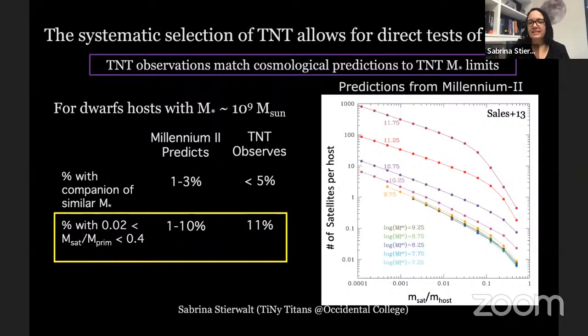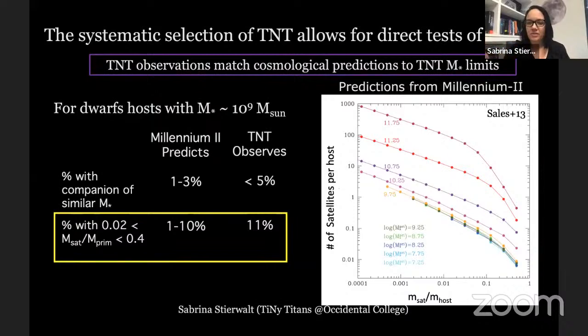How many satellites does it have that are within 2% and 40% of its mass? At 2%, you're starting to hit the lower limit of where Sloan can tell you what's there. At 40%, it can still classify that pretty well. So I'm willing to put my name on this 11% in this mass range, but anything lower than that, we really need deeper imaging than what Sloan has to offer. And the predictions say there should be more there.